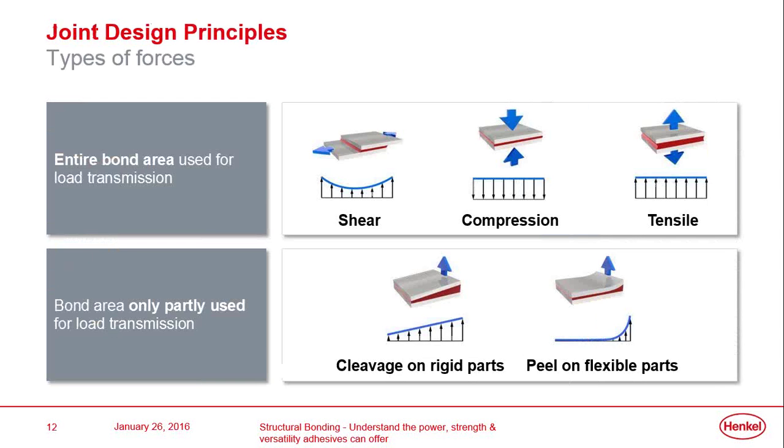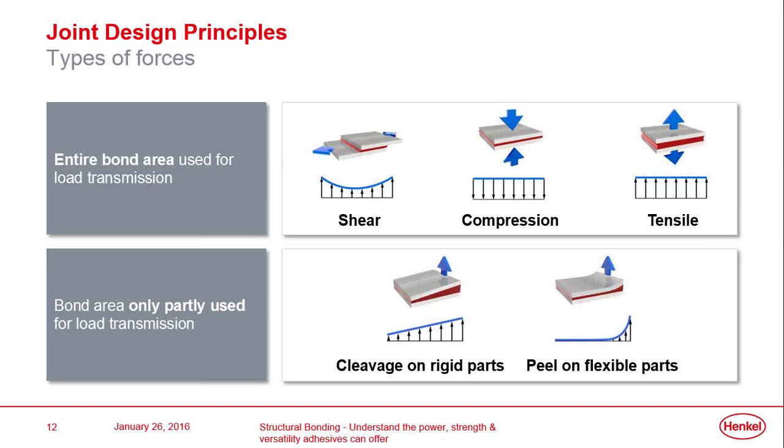And what you can see is if we load joints in slightly different ways, so shear, for example, compression and tensile, in these three manners, all of the area that we've joined is contributing to the performance that we're able to achieve, and it's all used for load transmission. Whereas, if we consider cleavage, so we're ramming a wedge in at the end of a joint in rigid parts, or we've got one flexible part joined to a non-flexible part and we're peeling the joint apart, then clearly we're concentrating the load at the ends of those joints.